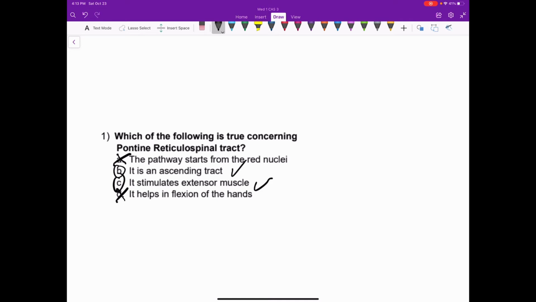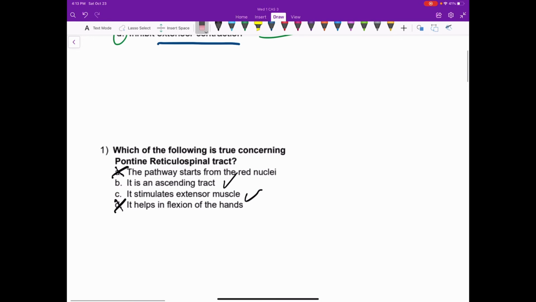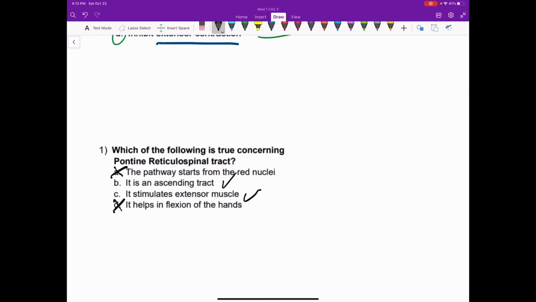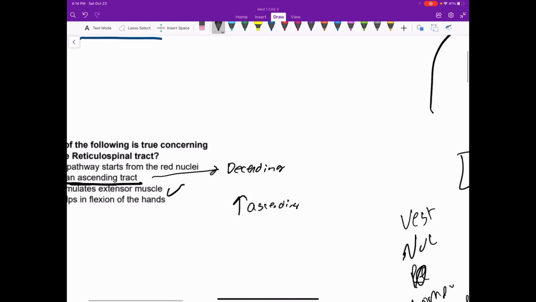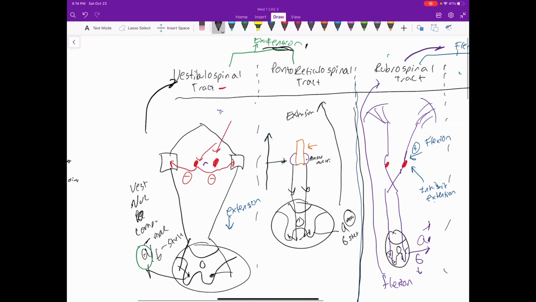Now, actually, I read the choice wrong. I'm sorry. Is it an ascending tract? No, it is not an ascending tract. I was wrong. It is a descending tract. However, it gets its supply, right? It gets its stimulation from ascending tracts. I read that question way too fast. That's how I can mess up on a test. It receives the info from an ascending tract, but this Pontine reticulospinal tract is a descending tract.